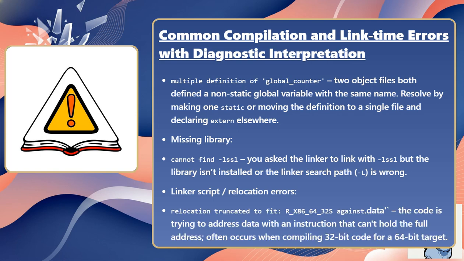Relocation truncated to fit: R_X86_64_32S against data. The code is trying to address data with an instruction that cannot hold the full address. This often occurs when compiling 32-bit code for a 64-bit target.